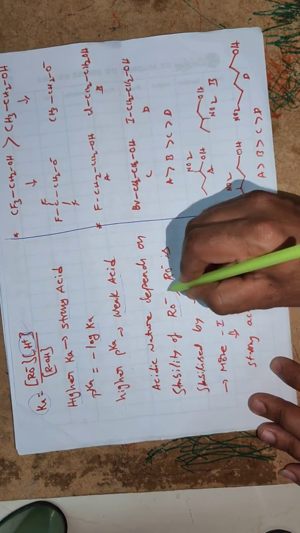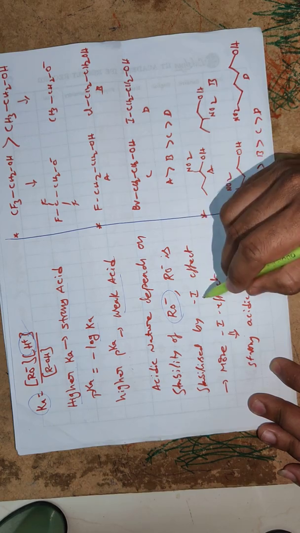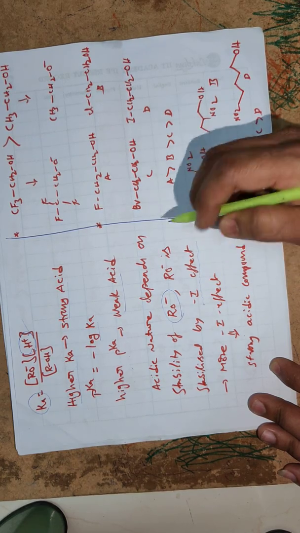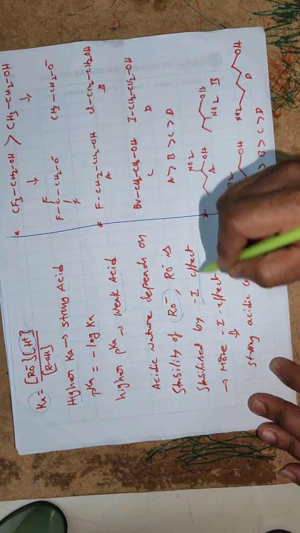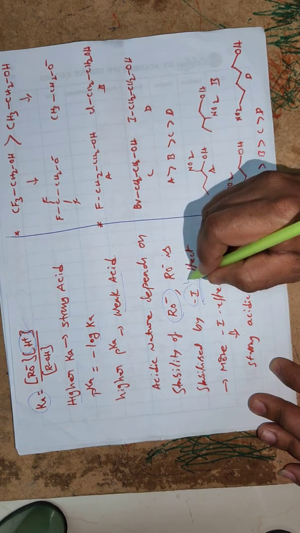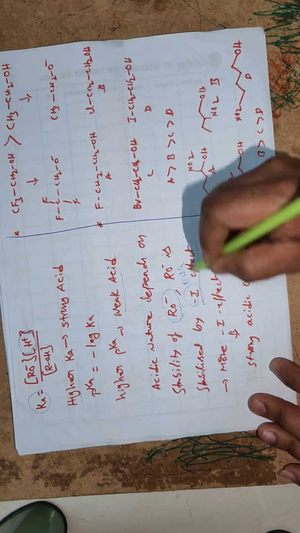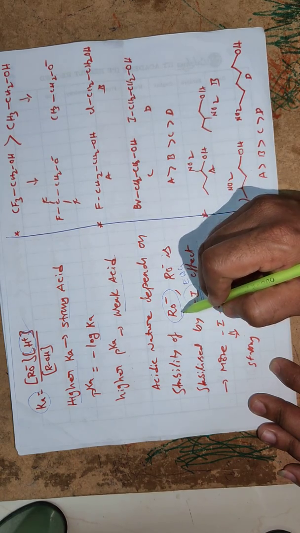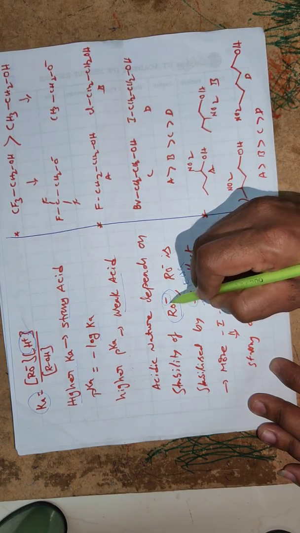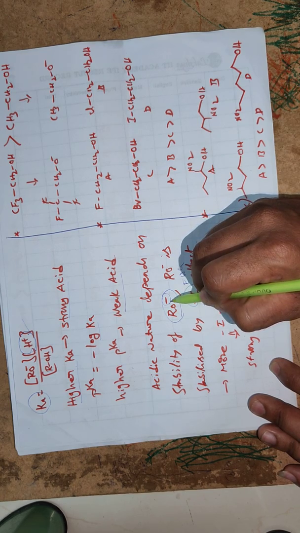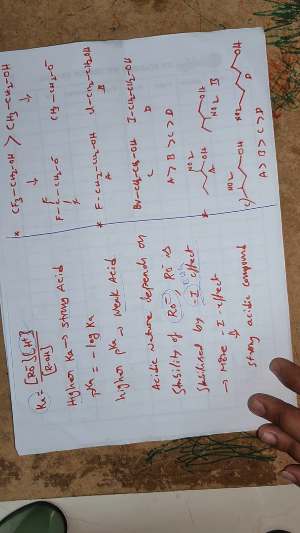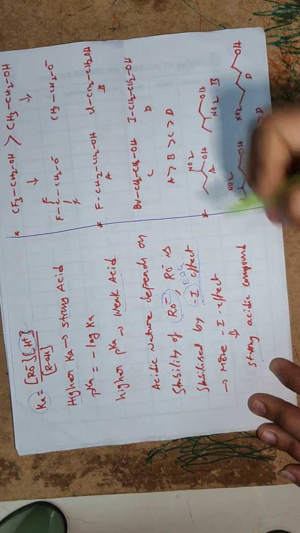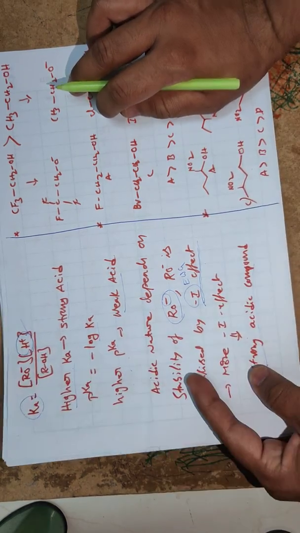Now this alkoxide ion is an anion. Generally anions are stabilized by the minus I effect. Minus I groups are electron withdrawing groups. These electron withdrawing groups withdraw electron density, so the magnitude of the negative charge decreases. So it is stabilized by the minus I effect. So the more minus I effect, the stronger the acidic compound. Now here is one example.